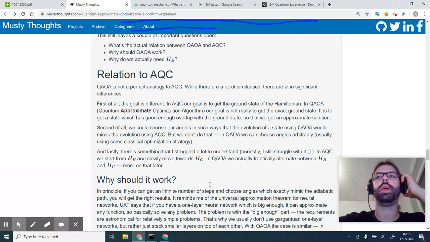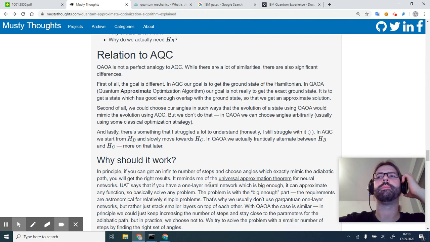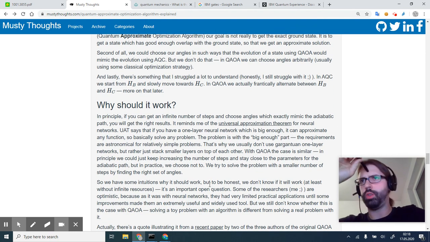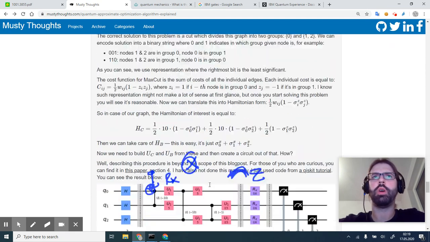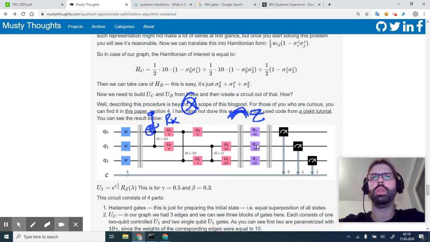How is HC encoding the solution unless what you're doing is you're rotating the phases of those elements in your superposition. So you're actually computing the cost. And so when you do these, it's an X rotation. It's a rotation around the X axis.